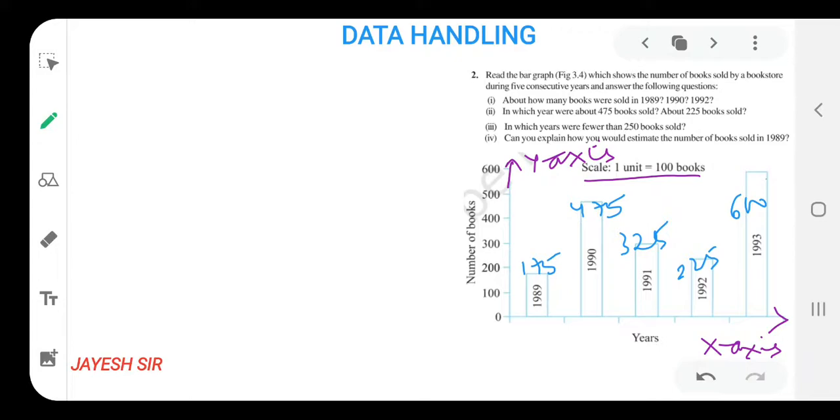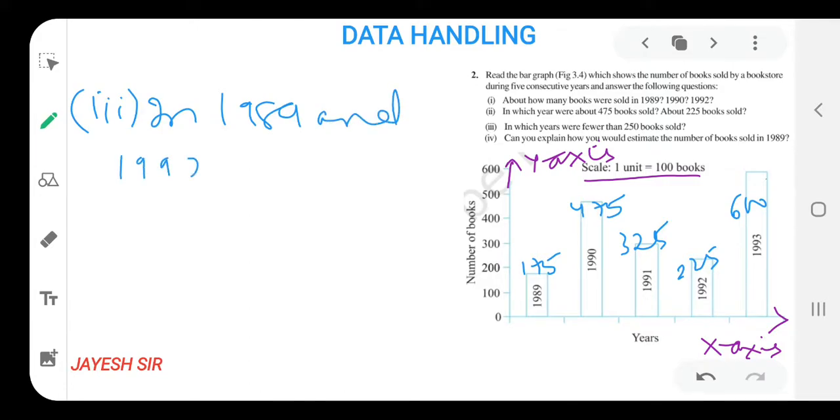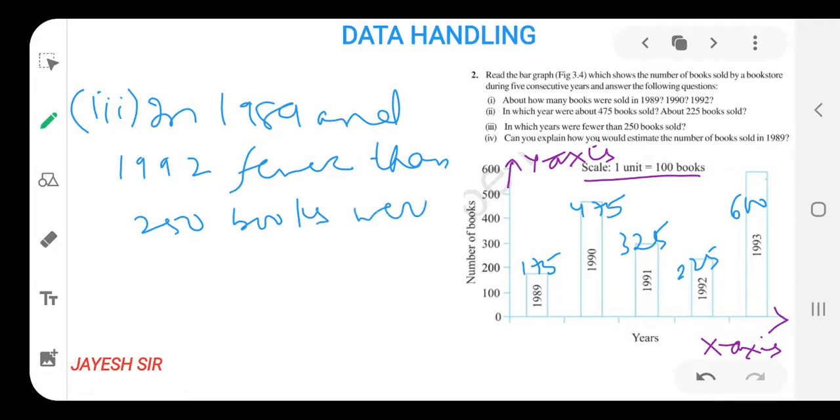In which years were fewer than 250 books sold? In which year fewer than 250 books were sold? Two years we can find, that is 1989 and 1992. In 1989, 175 books were sold, and in 1992, 225 books were sold. So in 1989 and 1992, fewer than 250 books were sold. I hope you all might be getting it.